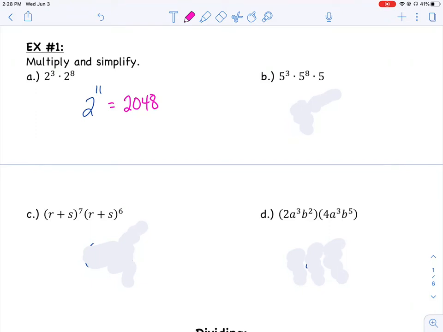Look at example B. B says that we have 5 cubed, that's 3 fives. We have 5 to the 8th power, that's 8 fives. And then we have 5 to the, remember, if there is no exponent, there's an invisible 1. We have 1 five there. Well, how many 5s, as long as they're the same base, do I really have? Well, if I add up all of their exponents, I really have 5 to the 12th power. Or I can do 5 to the 12th power, woo, and get a really large number.